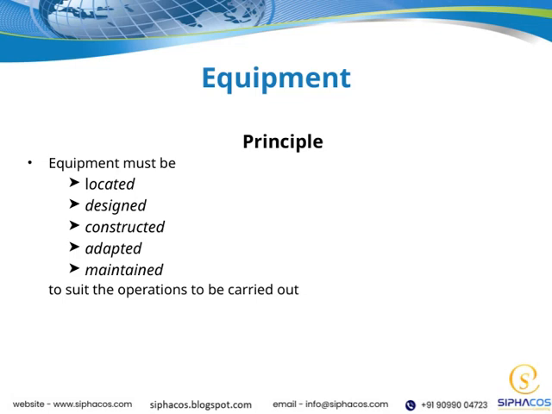Let's talk about the principle that equipment must be carefully considered throughout its entire life cycle. First, it needs to be located in the right place, where it can operate efficiently and safely. Then, it has to be designed with the specific needs of the operation in mind, ensuring it fits the purpose perfectly. When it comes to construction, the equipment should be built to meet quality standards and safety requirements. Adaptation is also key, making sure the equipment can be adjusted or upgraded as operations evolve. And of course, ongoing maintenance is essential to keep everything running smoothly and safely.